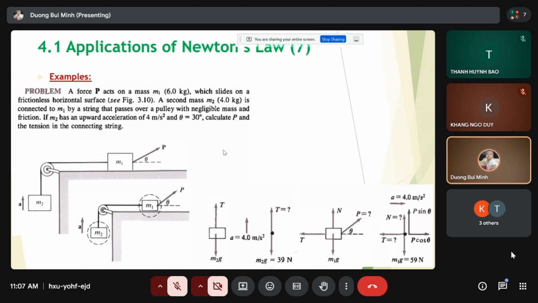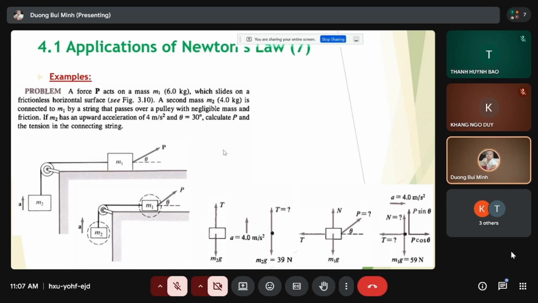M1 is 6, right? That's almost the same as object 2. Very easy, right? We have T minus M2 g. This is 1 and 2. So what do we do to combine 1 and 2? Take addition. We can get B cosine 30 minus M2 g, and M2 is 4, so 4 times 9.8.